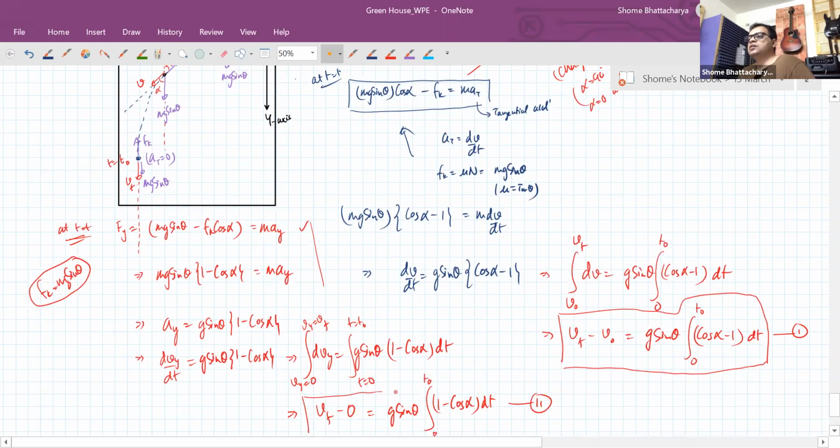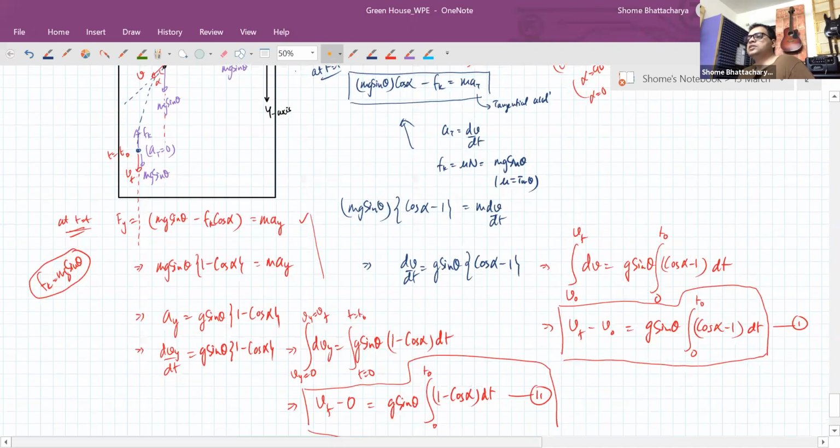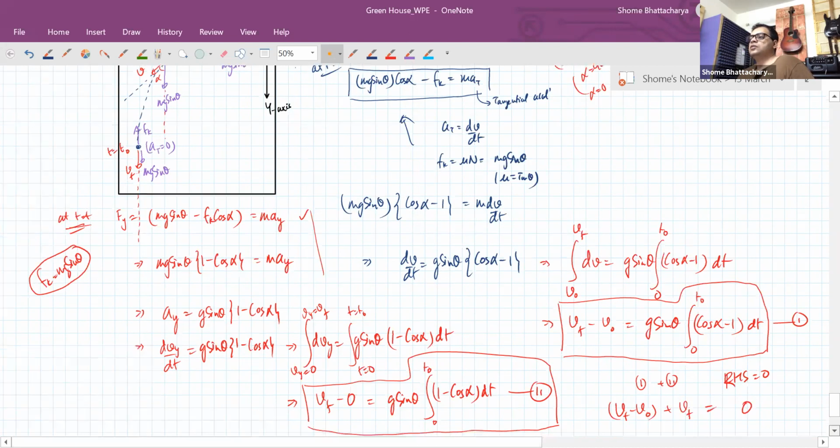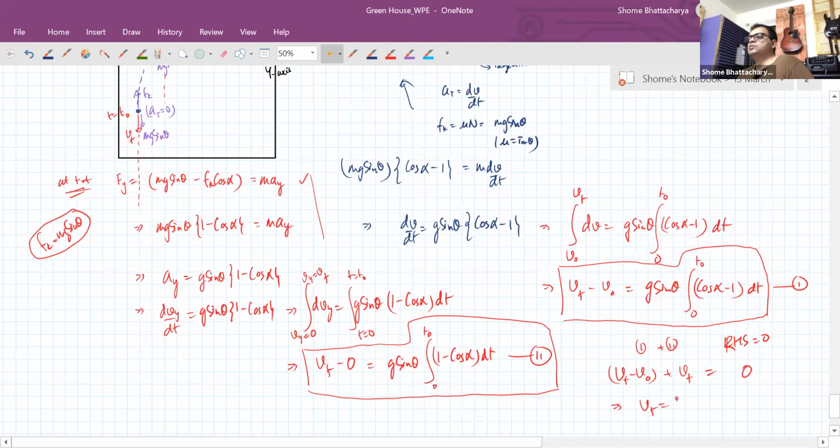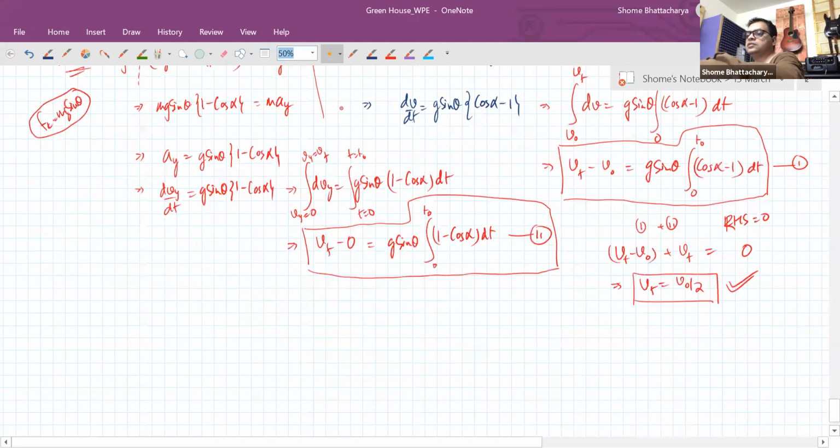Now, if you notice, our second equation has a left hand side which is exactly negative of the first equation's left hand side. So if we add the equation 1 and 2, the right hand side will become 0, because this is cos alpha minus 1 integrated, this is 1 minus cos alpha integrated. So what we'll have is that v final minus v naught plus v final is equal to 0. So that will tell me that the final velocity will be v naught by 2. Okay. This is the speed it finally achieves.